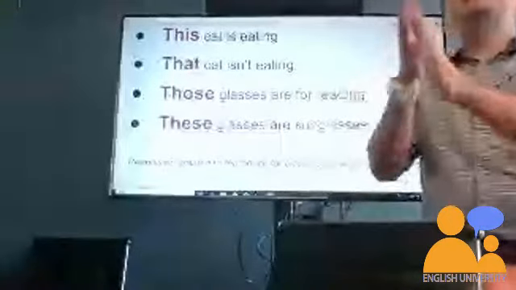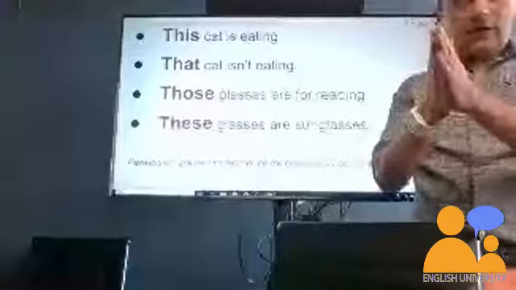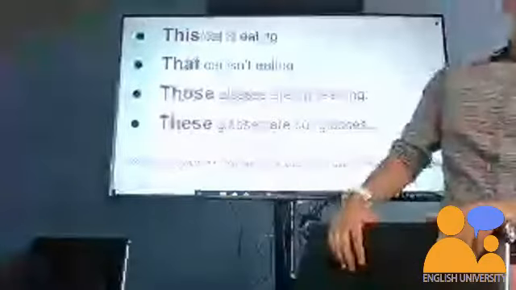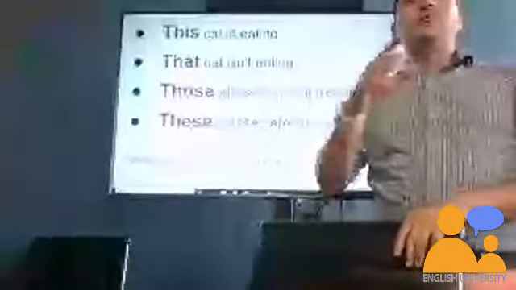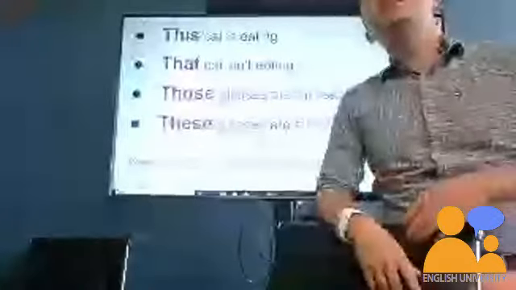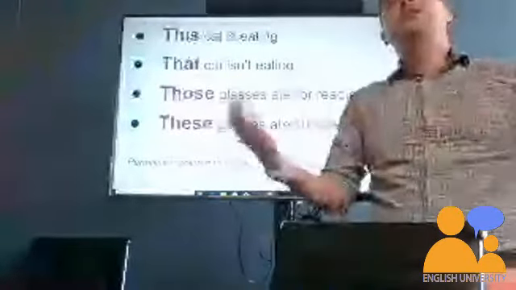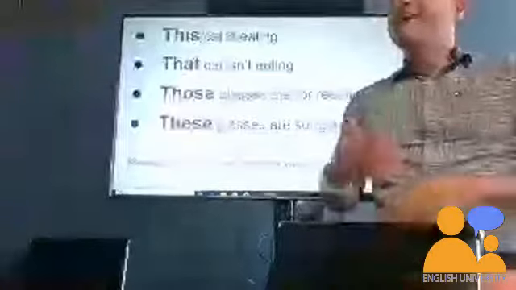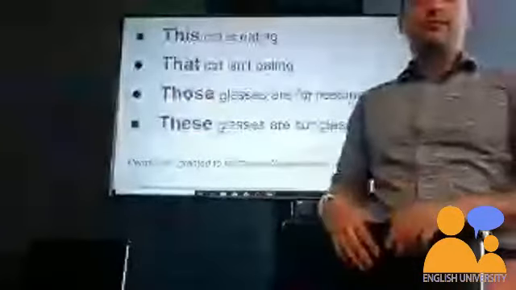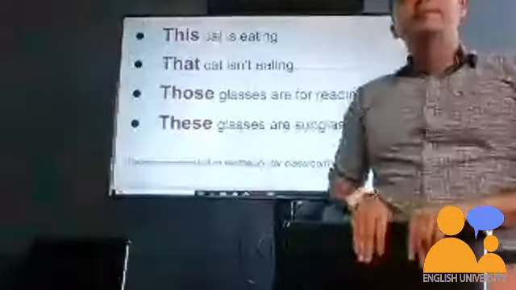When the class is over, is the class close to you or far away from you? Close to me. No, it's over. What is closer: this class when the class is happening or when it's over? When the class is happening. So if the class is over, you can use that. You can say that.